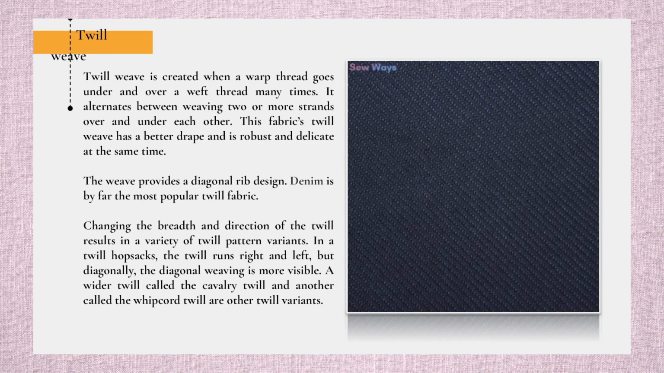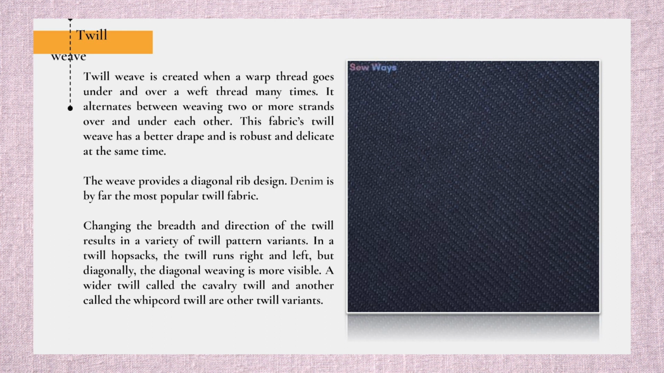Twill weave. Twill weave is created when a warp thread goes under and over a weft thread many times. It alternates between weaving 2 or more strands over and under each other. This fabric has a better drape and is robust and delicate at the same time. The weave provides a diagonal rib design. Denim is by far the most popular twill fabric. Changing the breadth and the direction of the twill results in a variety of twill pattern variants.